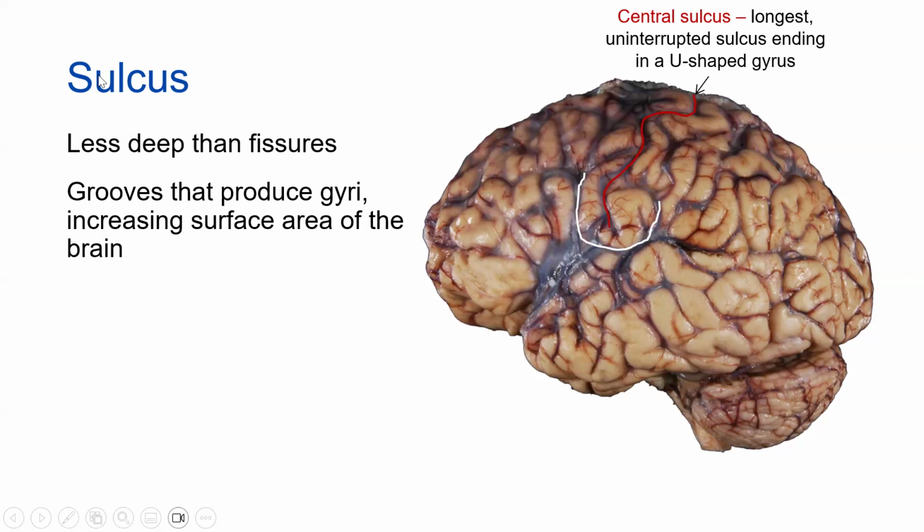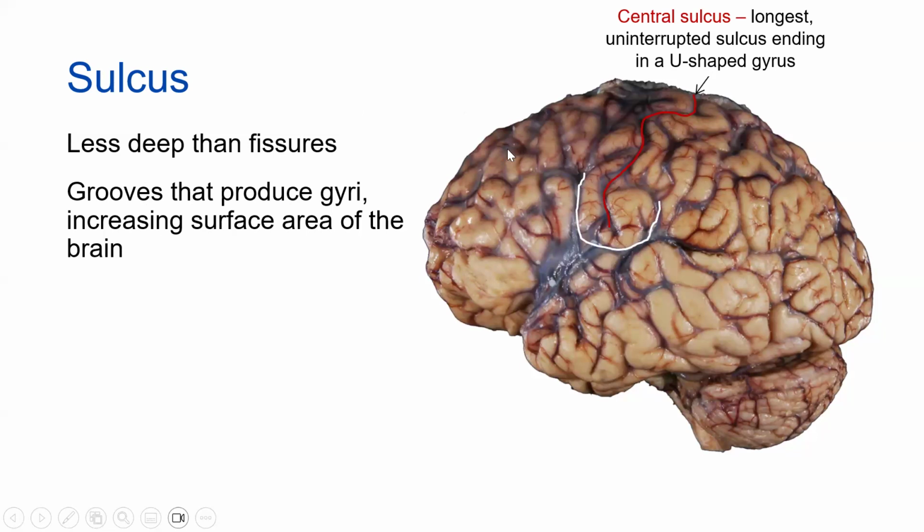So now we can get into sulcus or sulci. These are less deep than fissures, but they can also be used to separate the different lobes. They're grooves that produce gyri, which again increase surface area of the brain. One example of a sulcus is the central sulcus, which is the longest uninterrupted sulcus ending in a U shape. So if you trace this red line here, that's the central sulcus, and it ends in this big U shape.